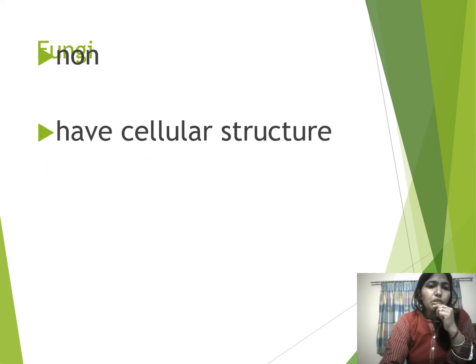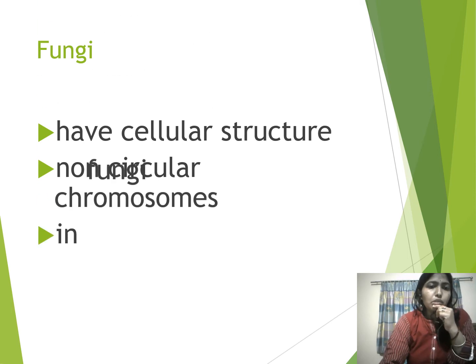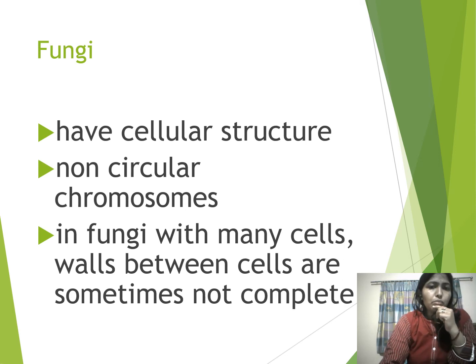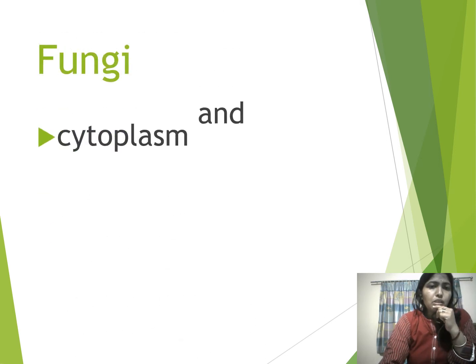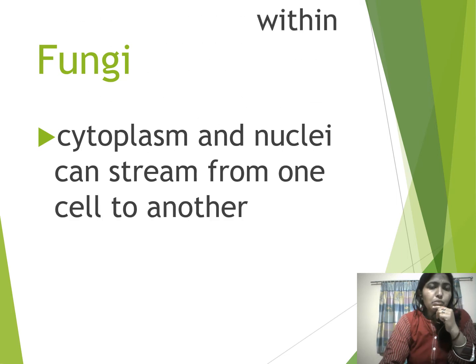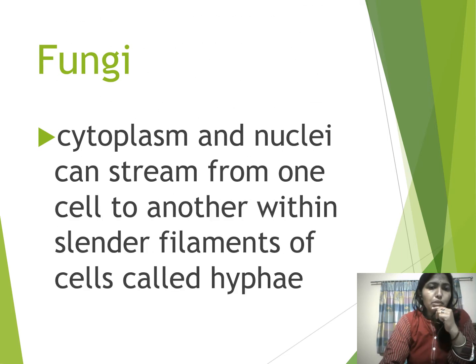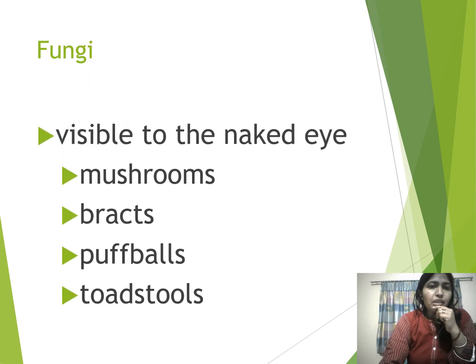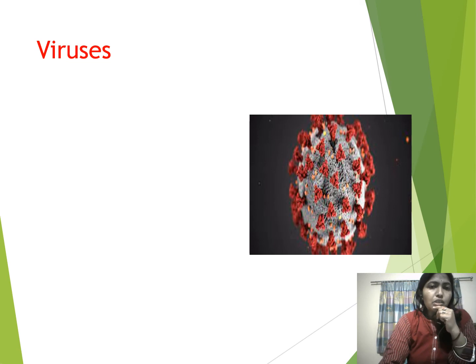Fungi have cellular structures and non-circular chromosomes. In fungi with many cells, the walls between cells are sometimes not complete, and cytoplasm and nuclei can stream from one cell to another within slender filaments called hyphae. These are the characteristics of fungi. Some are visible to the naked eye, like mushrooms, bracket fungi, and puffballs. And then there are viruses, such as coronaviruses.